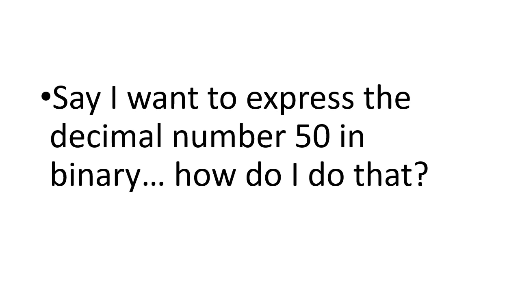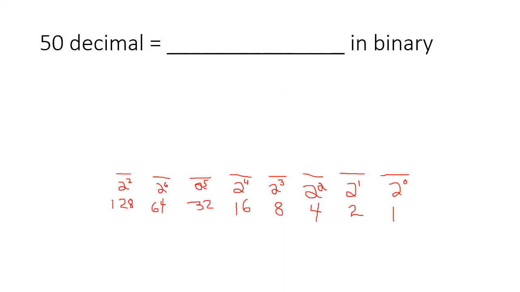So say I want to express the decimal number 50 in binary. Well, how do I do that? Well, let me show you. Okay, in my first example, I need to convert the decimal number 50 into binary. So what I do is I take a look at that number 50. And starting from the left-hand side, I'm trying to fit this number in here. If I can, I put a 1. If I cannot, I put a 0. Essentially, I want to subtract this number from 50 and have it be positive.